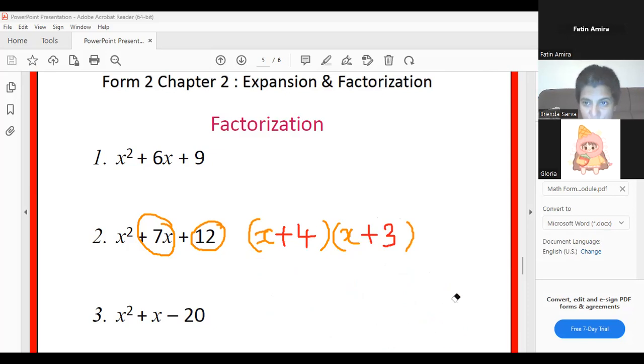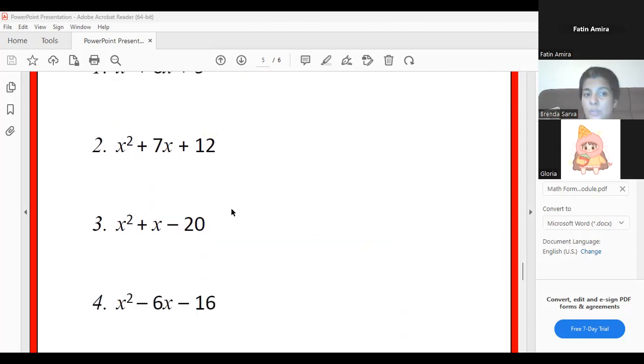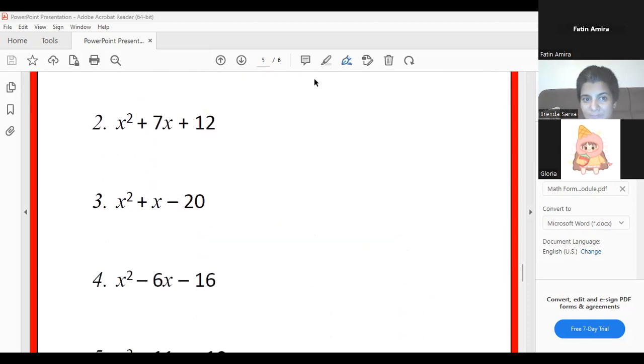But you will get challenging questions. Okay, it can get a little challenging. So do the easy ones first. Okay, let's go to number 3. All right, x squared, look at this, plus x. Now, what does this x mean? 1x. Remember that. There's no number, it's just 1. Minus 20.